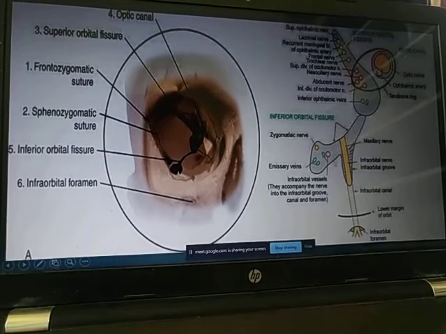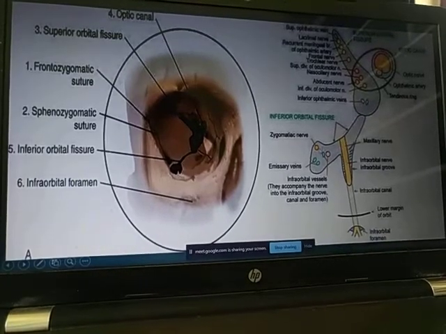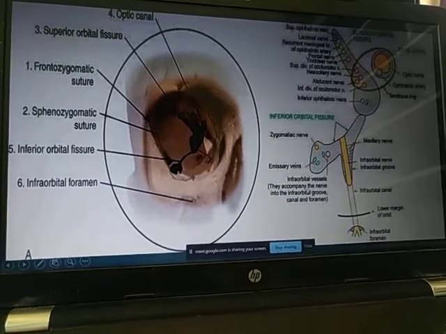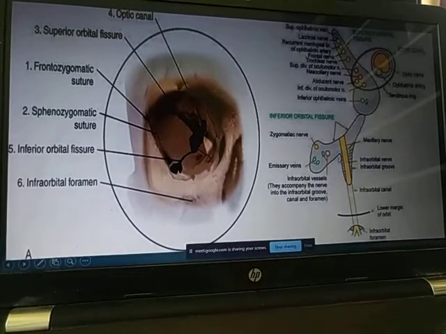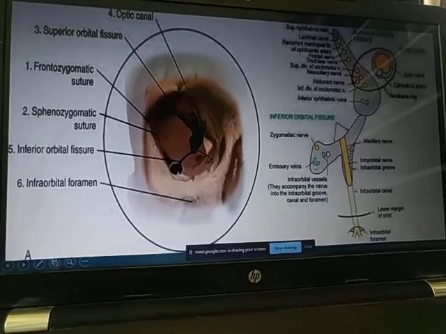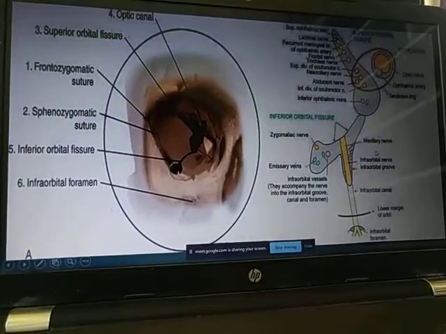The inferior orbital fissure contains the zygomatic nerve, the maxillary nerve, the infraorbital vessels which accompany the maxillary nerve into the infraorbital canal, and also the emissary veins which have direct communication with the cavernous sinus.